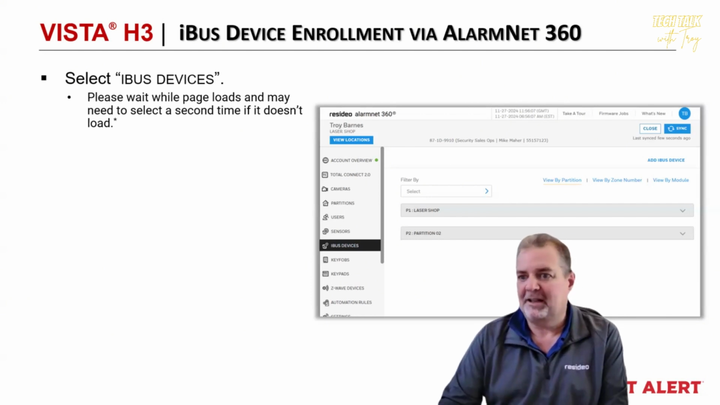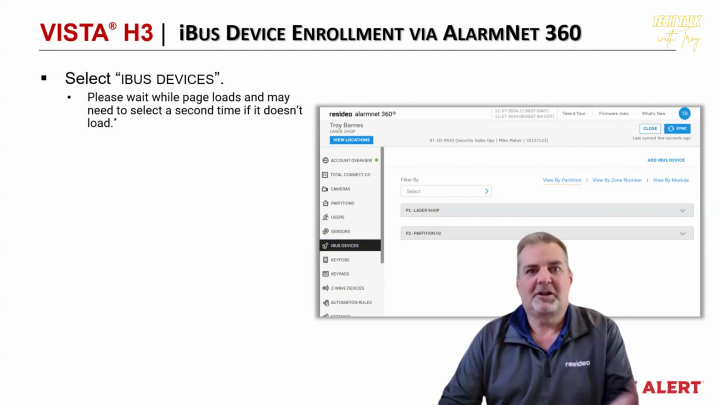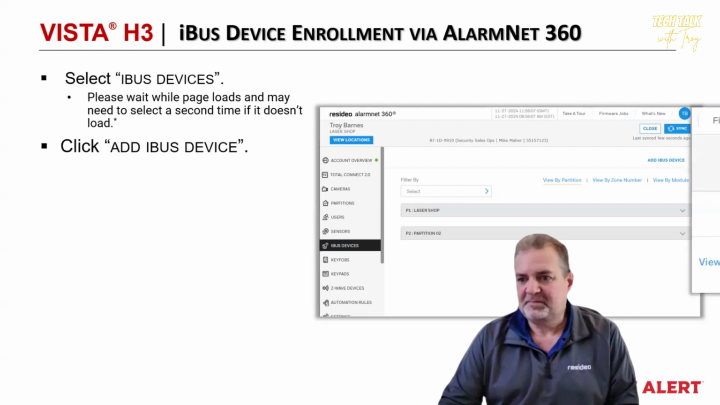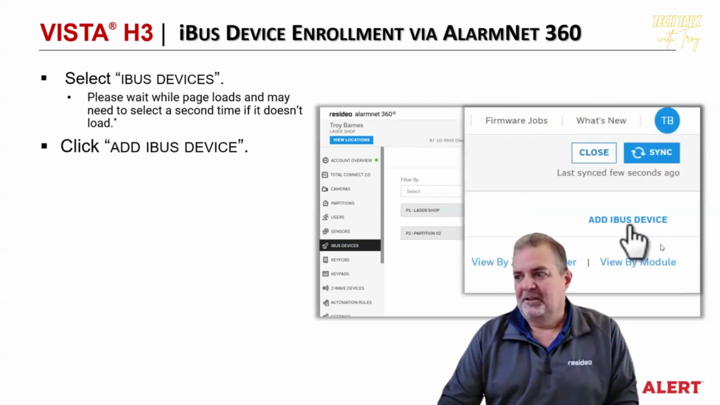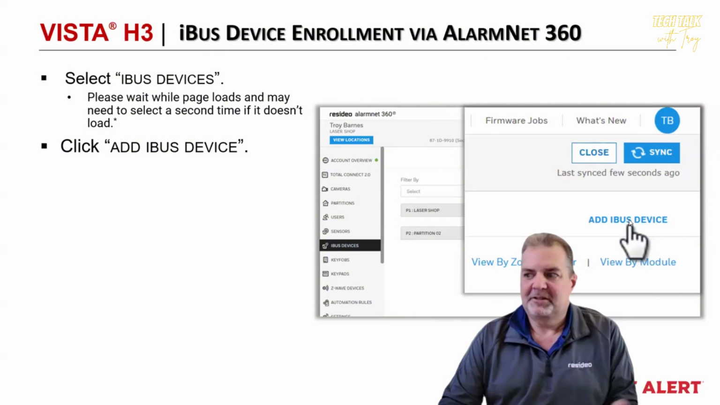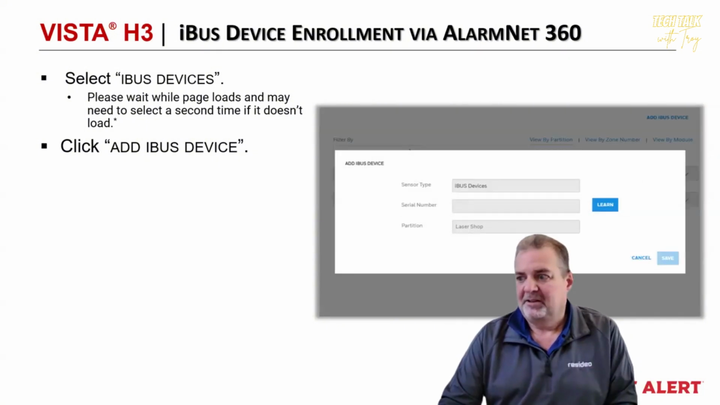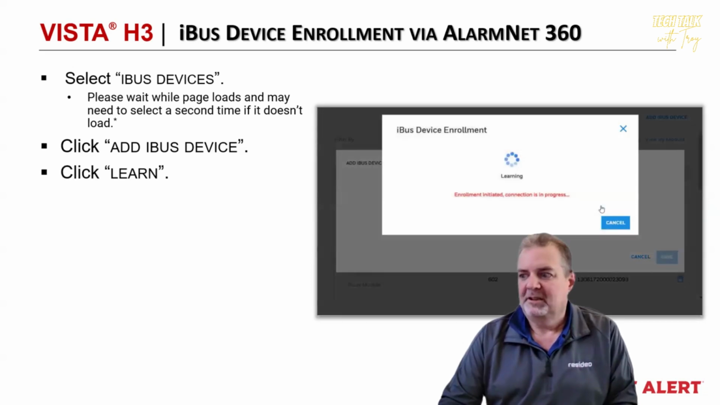If you are setting up the iBus devices, and iBus is our new keypad bus, okay? Where with the VISTA 20P series type panels, we had an ECP, okay? We have an iBus here. Now, what you want to do is in the upper right-hand corner on the iBus devices page, you want to click on Add iBus device. And of course, this works in the AlarmNet 360 app as well. Okay, it'll pop up with this screen, and you click on the Learn button.